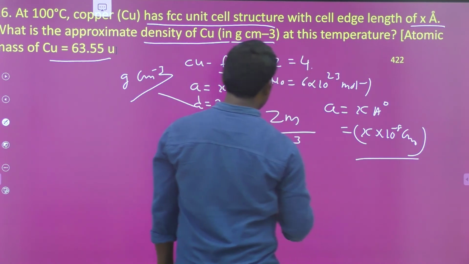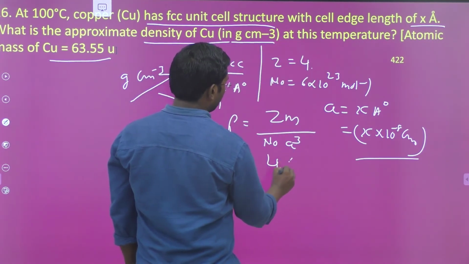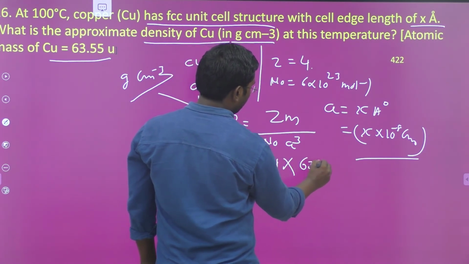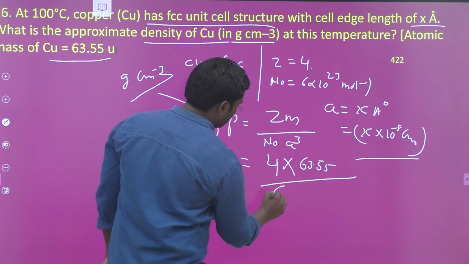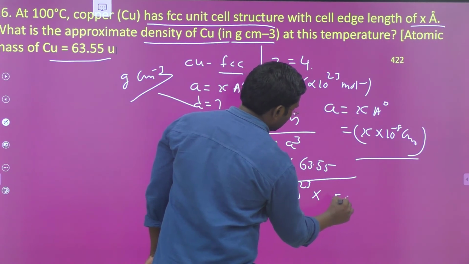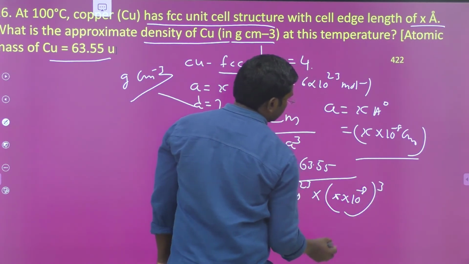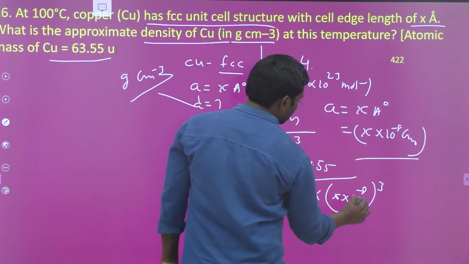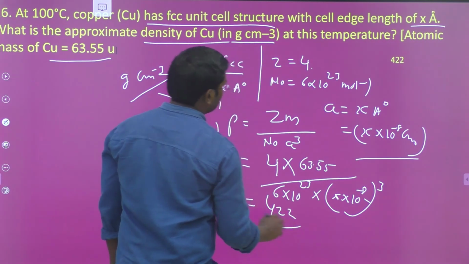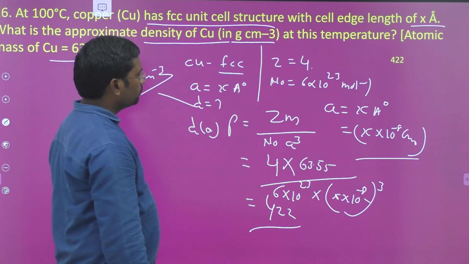Now we have to substitute the values. Z value is 4 and M value is given, atomic mass of copper 63.55, by Avogadro number 6 into 10 power 23. Edge length A is equal to x into 10 power minus 8, whole cube. Okay, x into 10 power minus 8 whole cube, that value gives 422. So this is the formula for calculation of the density of the given unit cell.